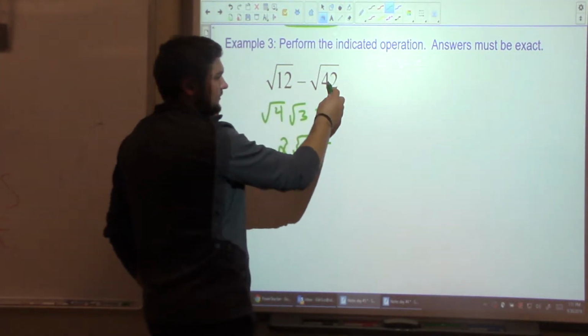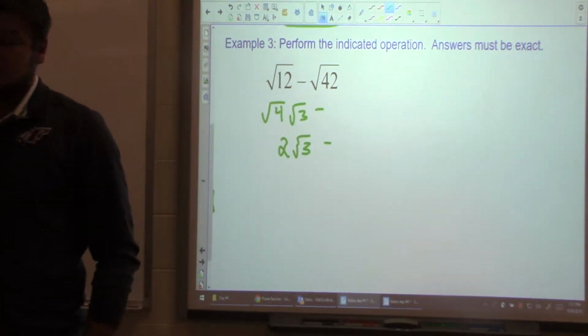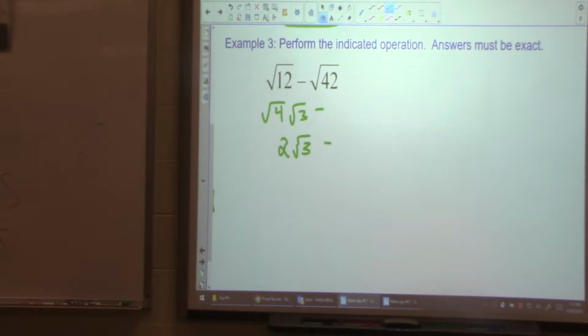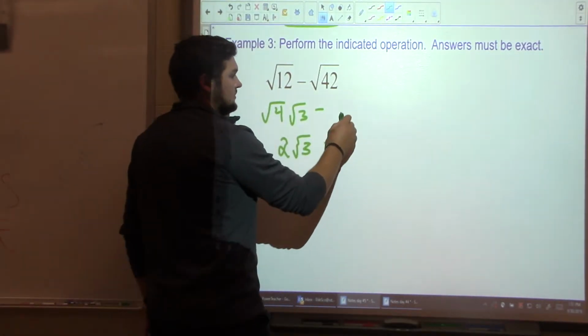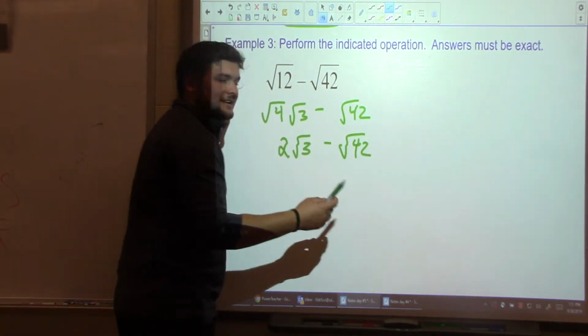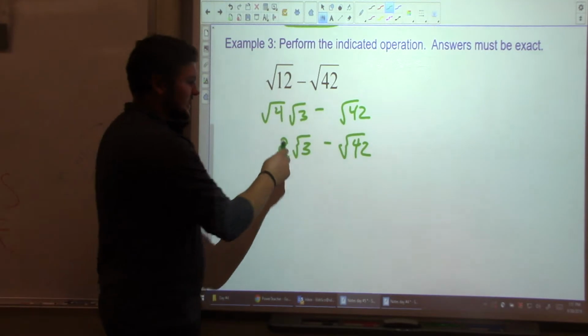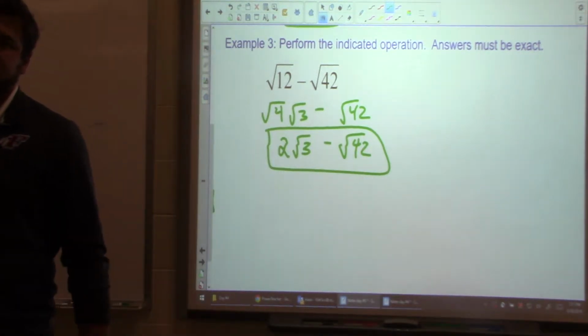Minus, what about 42? Is there a perfect square that goes into 42? 16? No, that can't. 4? No, that can't be there. None. There isn't any, so can I simplify it? No, so it stays square root of 42 the whole time. Can I subtract that? No, so that's my answer. That's as simplified as it gets.